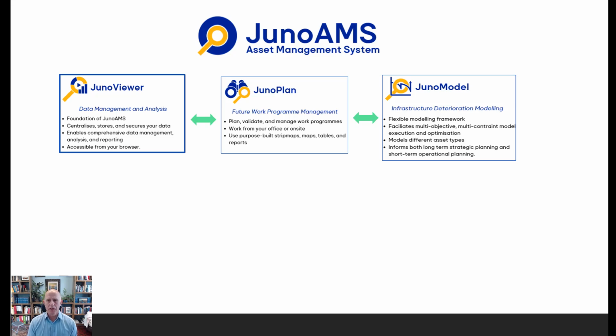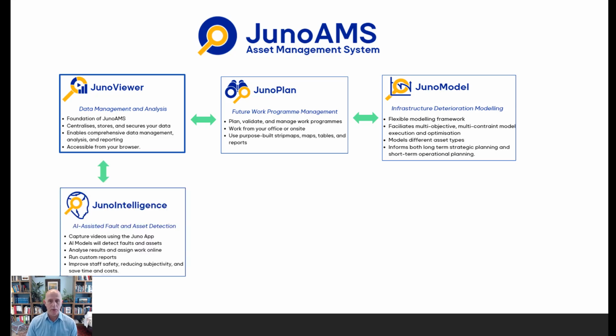Then there is JunoModel. This module is basically our Infrastructure Deterioration Modelling framework. It facilitates multi-objective, multi-constraint model execution and optimization, and it can handle Juno Cassandra models for different asset types. So things like water networks or road networks or bridge networks, etc. And this model can inform both the strategic planning and short-term operational planning for works programs.